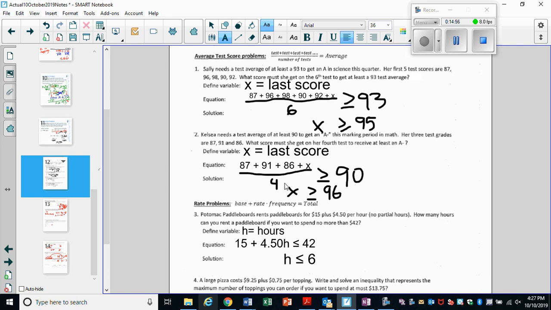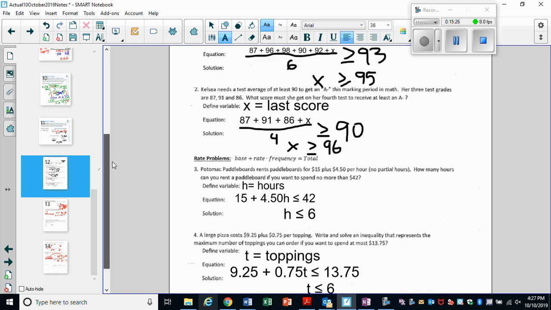It was similar to the last 2 problems on class notes. Do your cross multiplication, and then basically add your values, and then you're just doing a one-step equation. So for problem number 1, result was 95. Problem number 2, result was 96. In this case, x for number 1 was greater than or equal to 95, and for number 2, x was greater than or equal to 96.